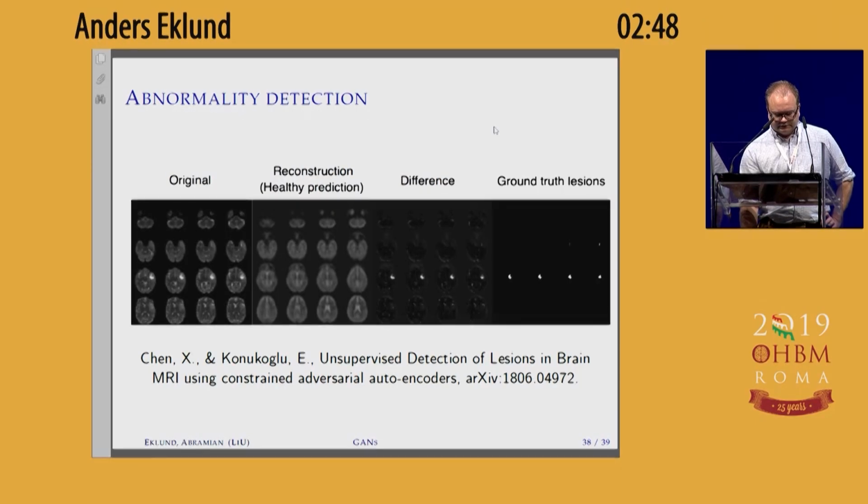So this is one example where they don't use exactly that approach, but they use something similar. This is the original data. This is what they call reconstruction, or what I will call a healthy prediction. And then they can take the original minus the prediction, and the difference can be seen as an abnormality.